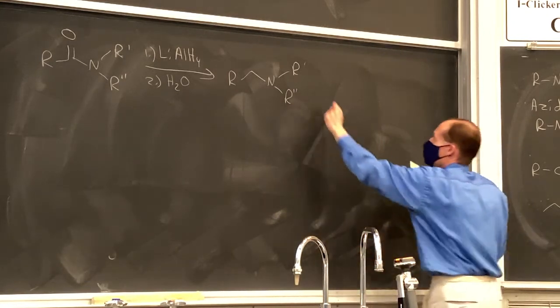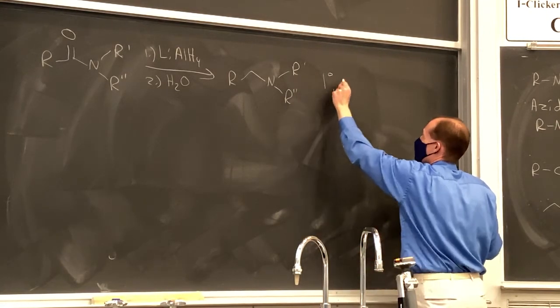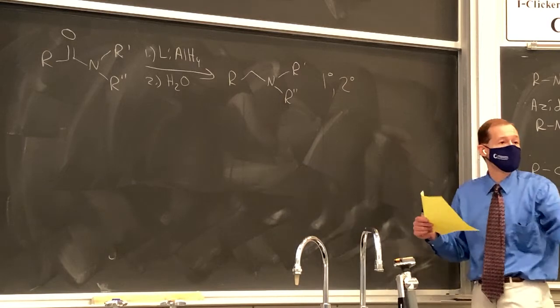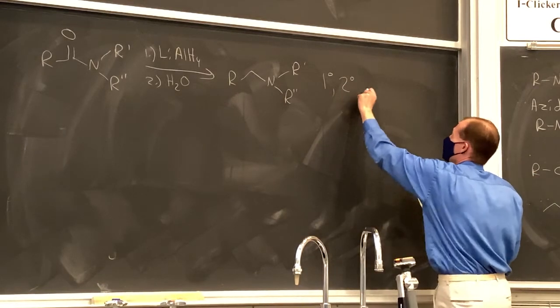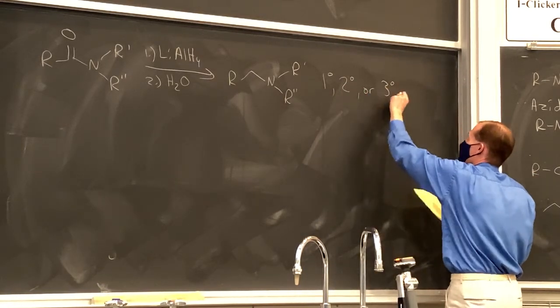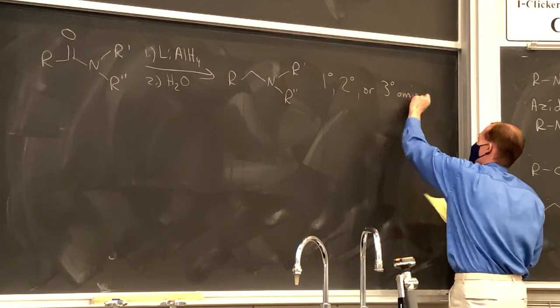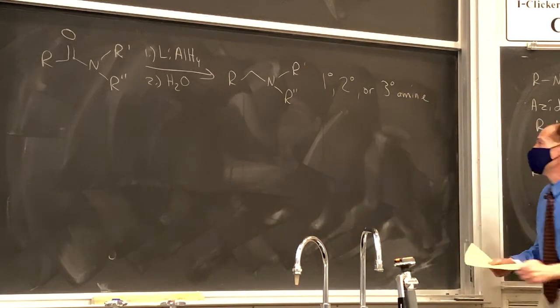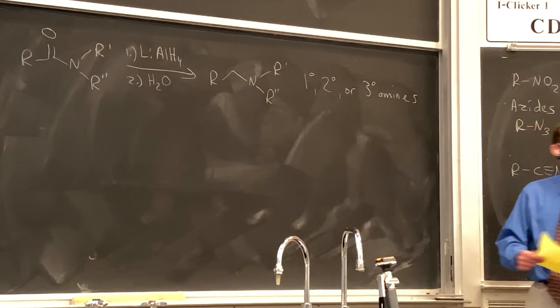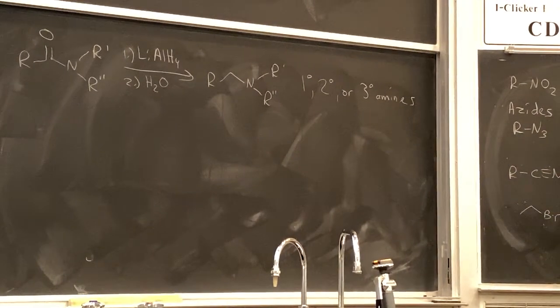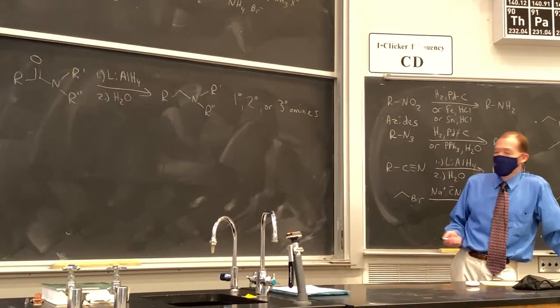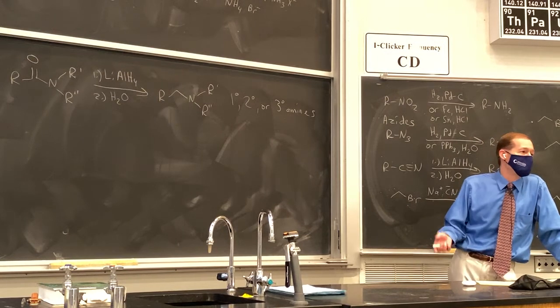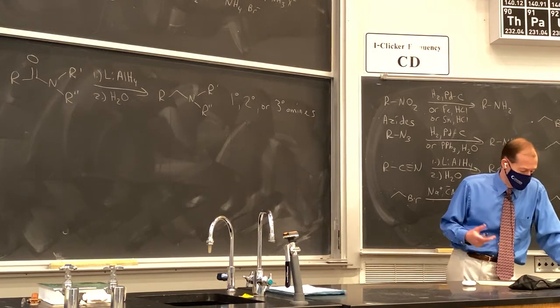So when we reduce the amide, we obtain the amine that corresponds to the type of amide we started with. A primary amide is going to give us a primary amine. A secondary amide is going to give us a secondary amine. A tertiary amide will afford a tertiary amine. So this method is broadly useful because we can make all types of amines. And we know how to make amides. We learned how to make amides in chapter 22.